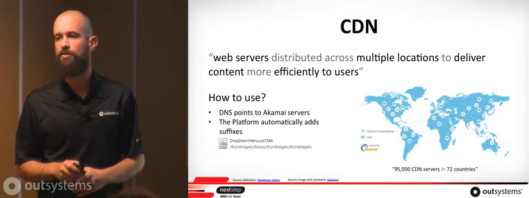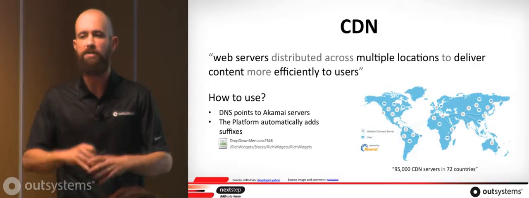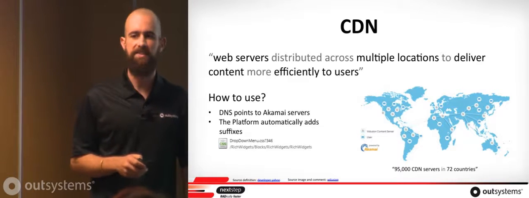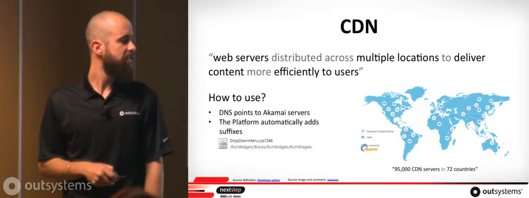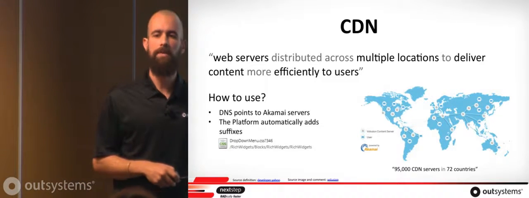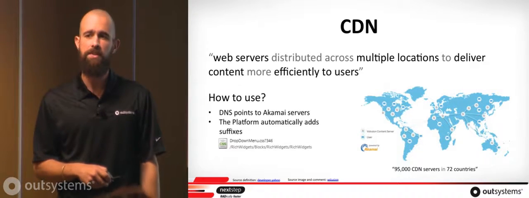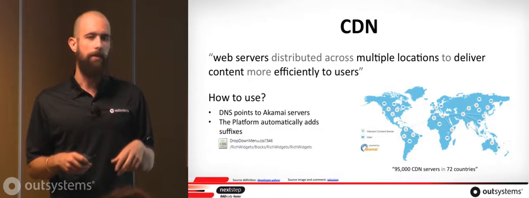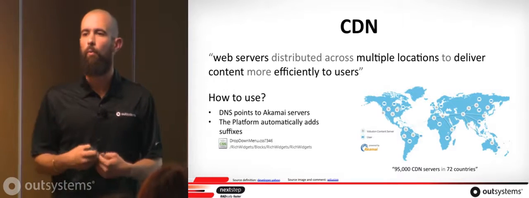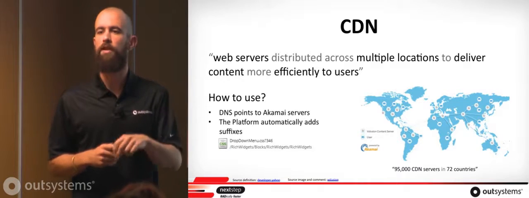Another one is CDN, which is Content Delivery Network. This is a collection of web servers across the world that enable your content to be sent faster to your users. As an example, we have Akamai, which is a big player in this market, and they have around 95,000 CDN servers in 72 countries. Depending on where the user is accessing from, they will provide the resources for your website, web application or mobile application from the closest server to that user.